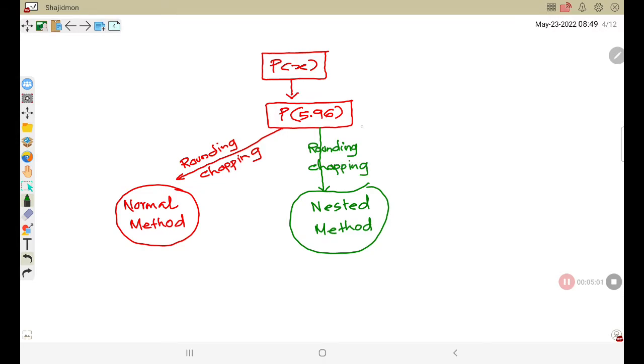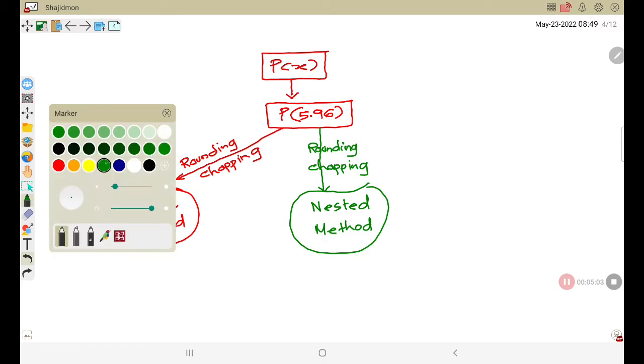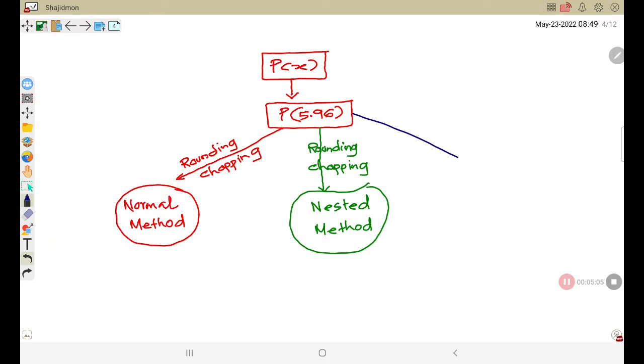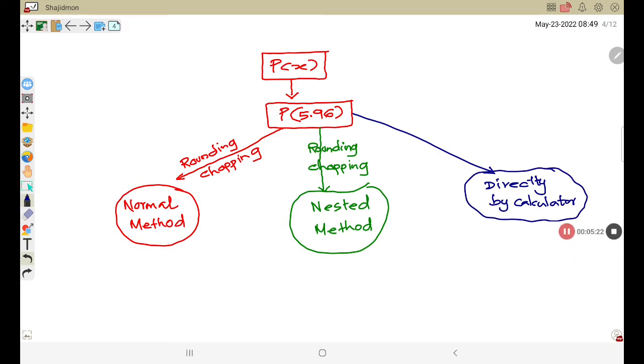Thirdly, we can find the polynomial value directly by using a calculator, directly by calculator without using chopping or rounding. That means what the exact number will be by using the calculator. So these are the three methods we are discussing in this section.